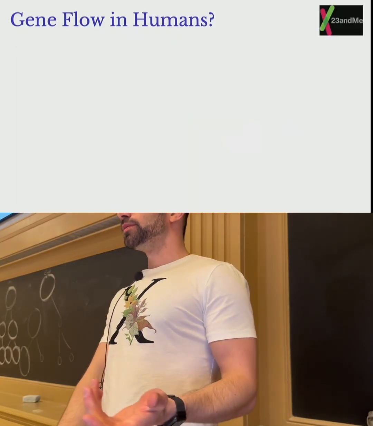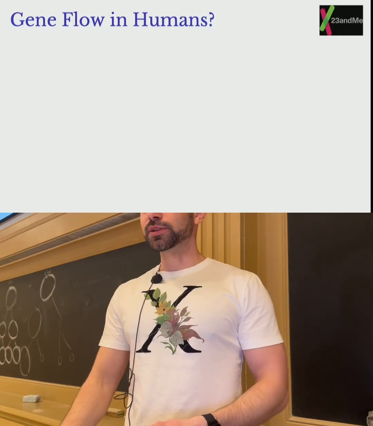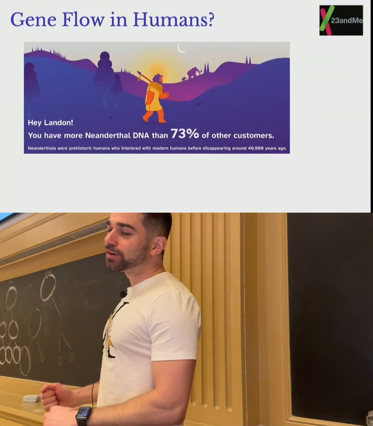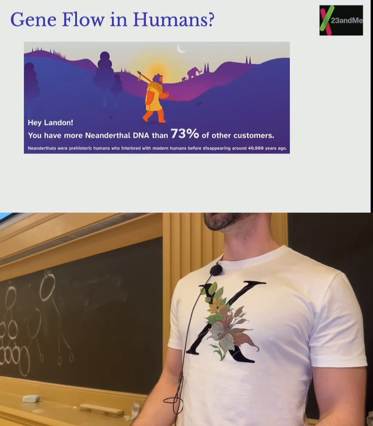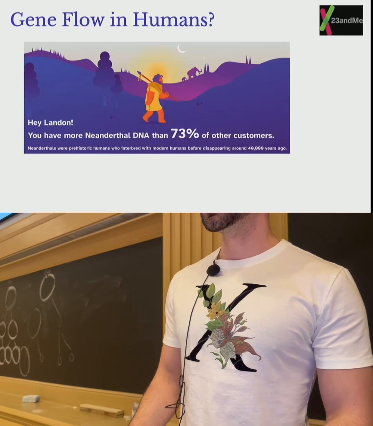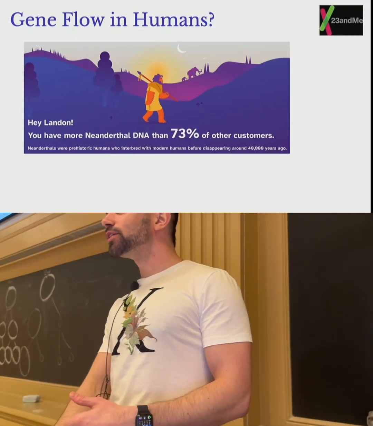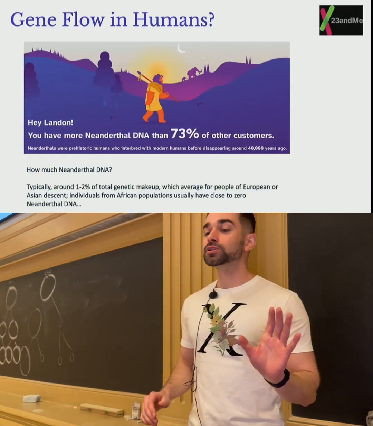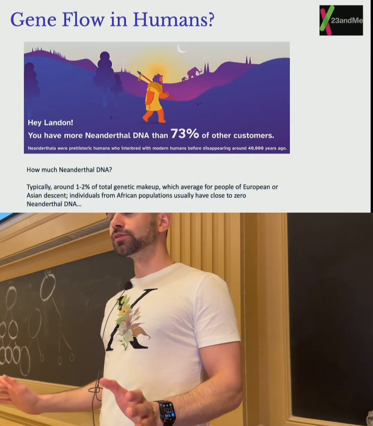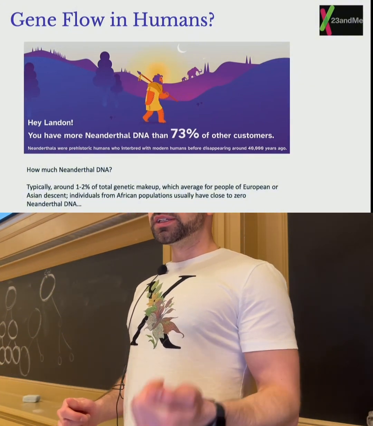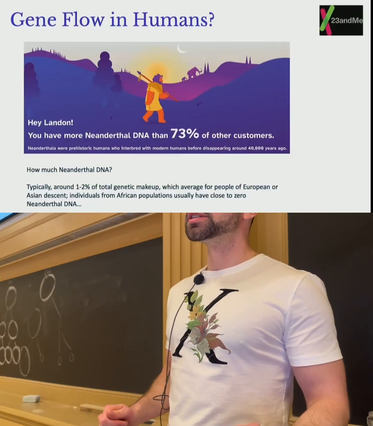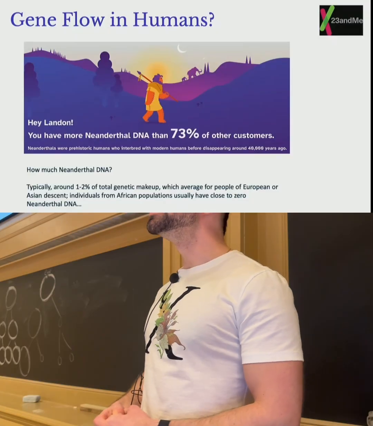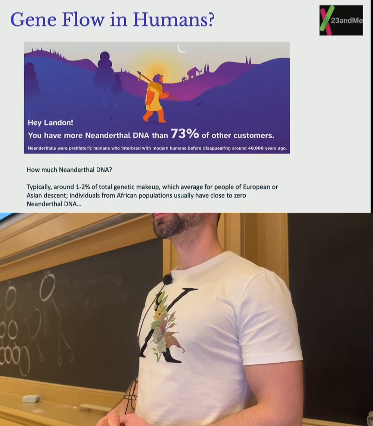But they do different reports. It's like, Landon, you have more Neanderthal DNA than 93% of our other customers. Ouch. How much Neanderthal DNA is this? Not much. Typically on average, it's around 1 to 2% of your entire genetic makeup, thankfully. Which is average for people of European or Asian descent, but interestingly, individuals from African populations usually have close to 0 Neanderthal DNA. Why would that be?